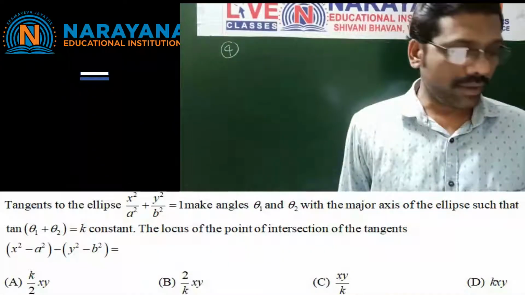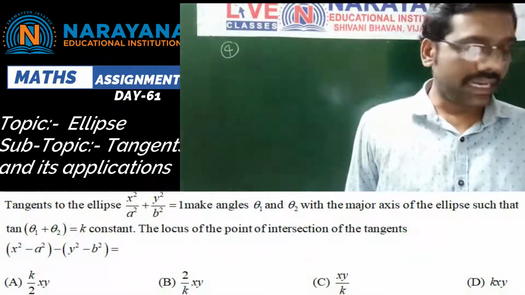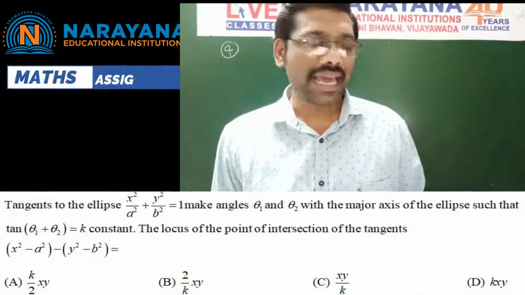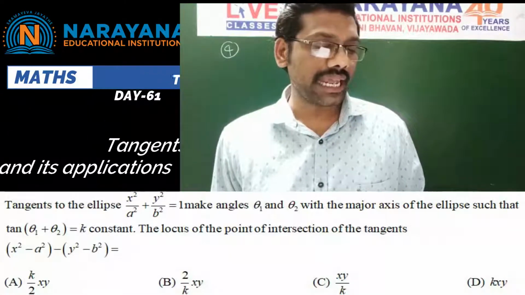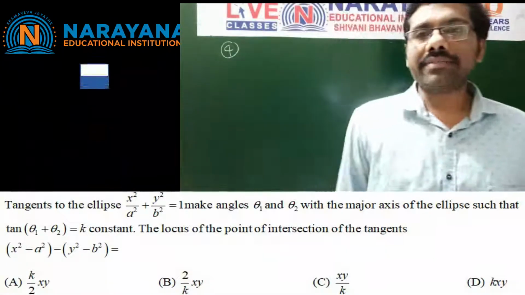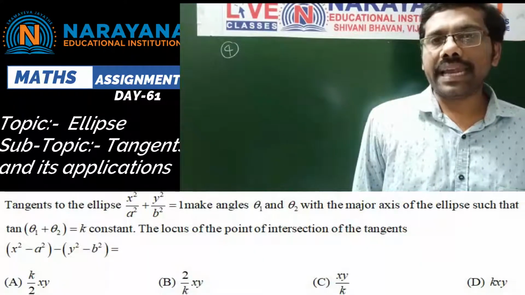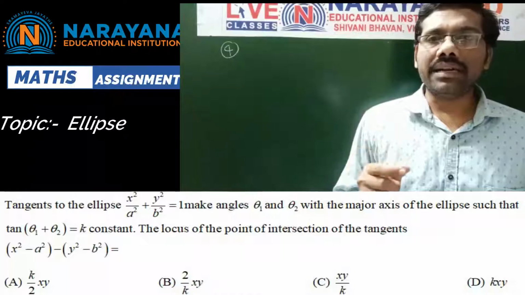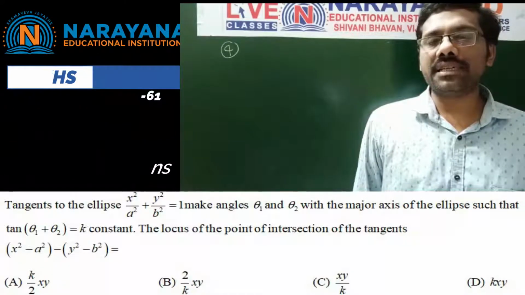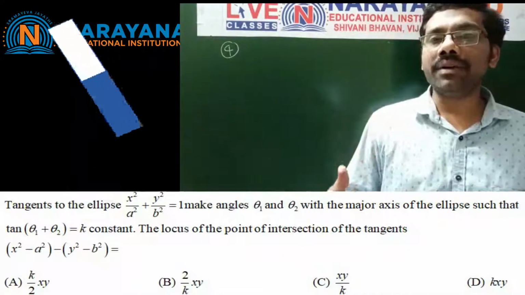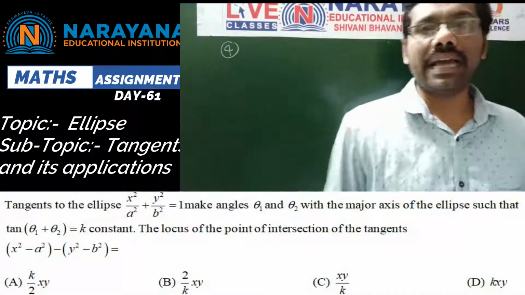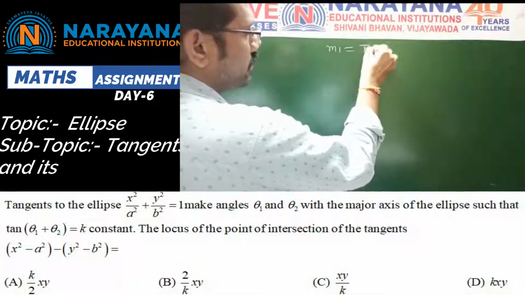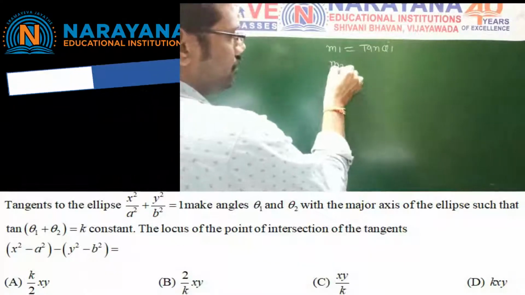This is question number 4. Tangents to the ellipse x square by a square plus y square by b square equal to 1 make angles theta 1, theta 2 with the major axis of the ellipse. The equation of the major axis of the ellipse is nothing but the x-axis. If a line makes an angle theta 1, theta 2 with the positive direction of the x-axis, then tan theta 1 and tan theta 2 are called the slopes of the given lines. Therefore, M1 is equal to tan theta 1 and M2 is equal to tan theta 2.